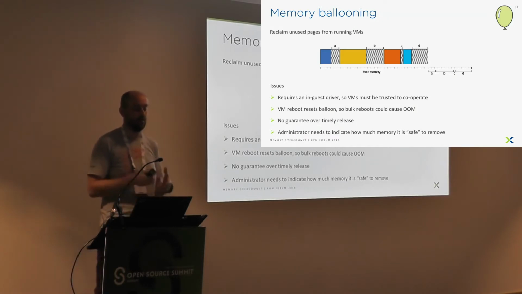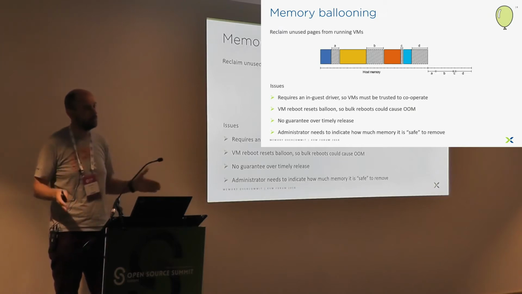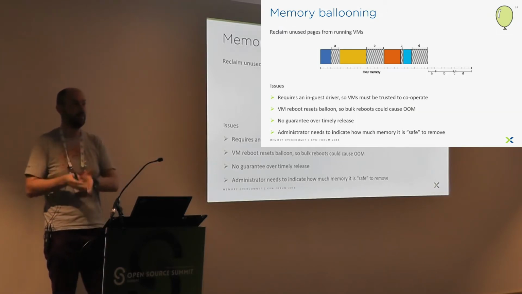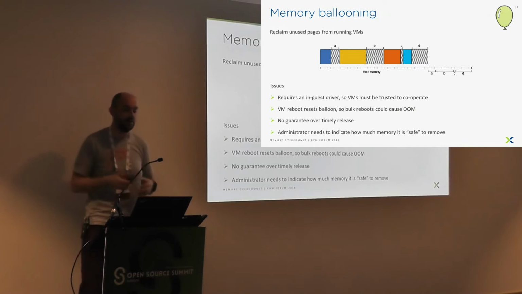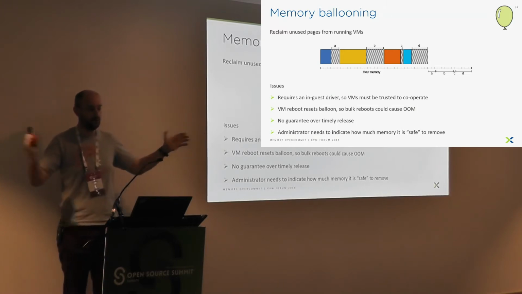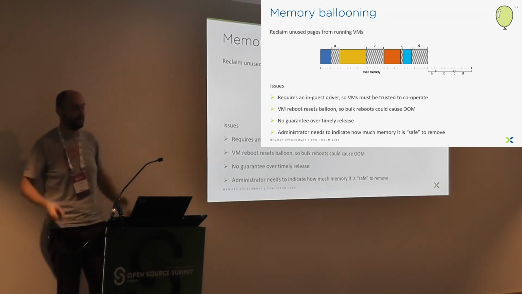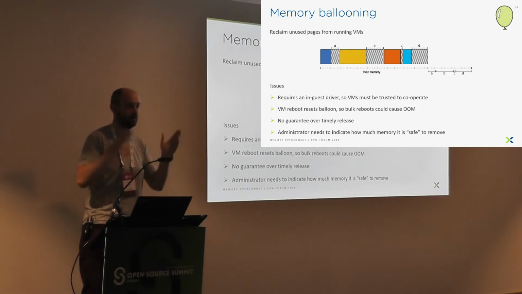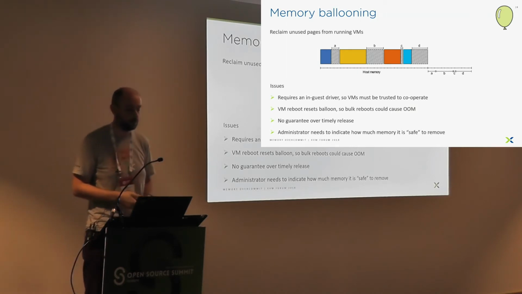Secondly, if you do a VM reboot, the balloon is reset and doesn't have any pages allocated. That's okay. But if you are rebooting many guests at a similar time frame, then suddenly you've lost all that additional memory that you thought you had, and you're in an out-of-memory situation, and all kinds of problems will occur.